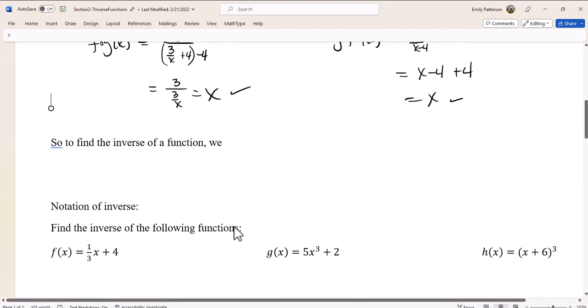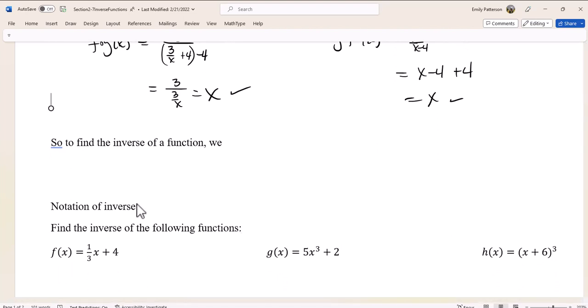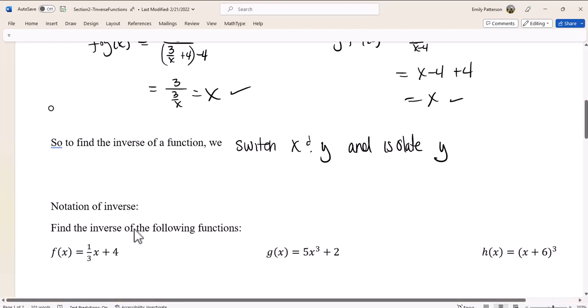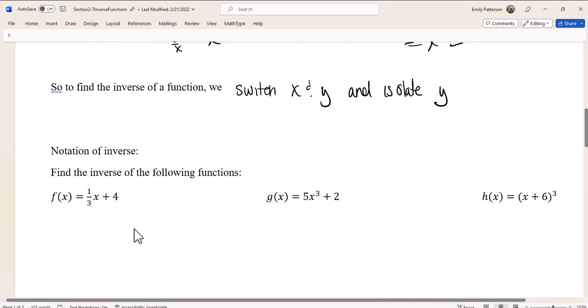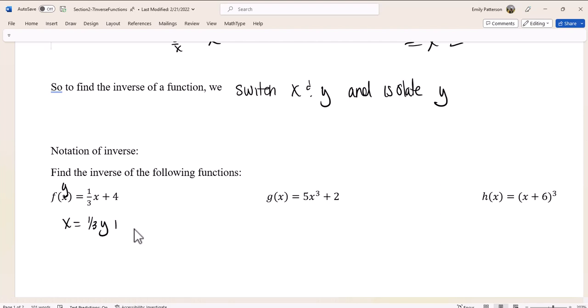So what we have to do now is find the inverses. Now we tested it first, now we have to actually find the inverse. So what we do is we switch x and y, and we isolate y again. So if I want to find the inverse of this particular function, remember, f of x is the same as y, but to find the inverse we're going to have x is equal to 1/3 y plus 4.